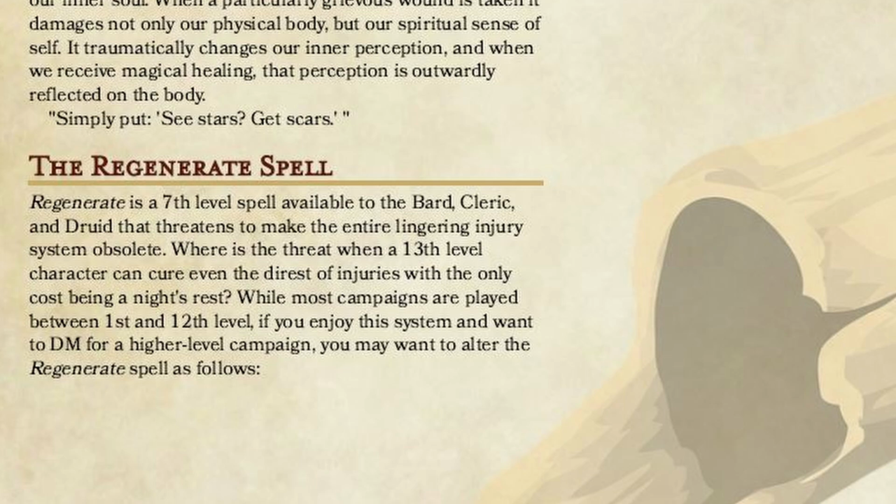Where is the threat when a 13th level character can cure even the direst of injuries with the only cost being a night's rest? While most campaigns are played between 4th and 12th level, if you enjoy the system and want the DM for a higher level campaign, you may want to alter the Regenerate spell as follows. And then it goes on to list how you should change the spell. And I've looked at them, they're very, very minor changes. They're not anything game breaking, the spells still have value.